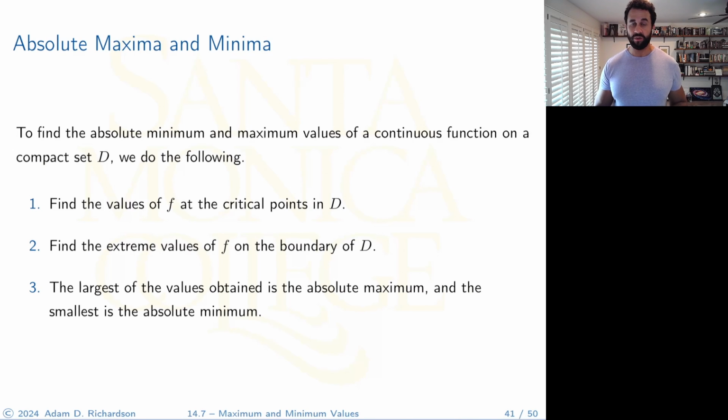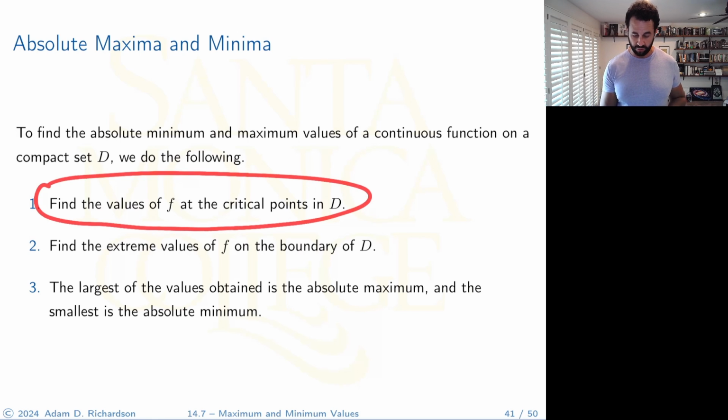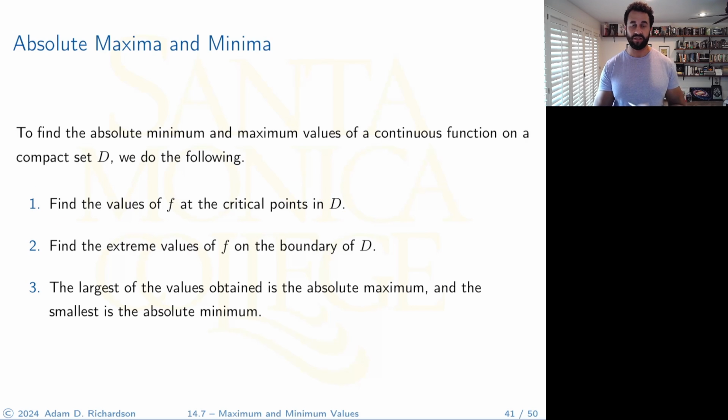Okay, so what we would like to do is determine absolute maxes and mins of continuous functions on compact sets. So how do we do it? We do this process right here. First, find the values of f at all the critical points in the set D, like the interior, the inside of D. Then find the extreme values of f on the boundary of D. So you're breaking it into two cases: what's going on on the inside and what's going on on the boundary. Then the largest of the values is the absolute maximum, and the smallest of the values is the absolute minimum. All right? Okay, here we go.